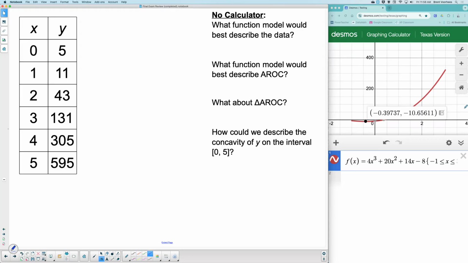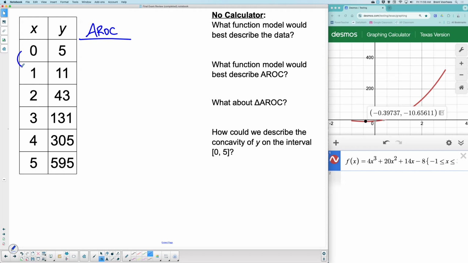Meaning, is it quadratic? Is it linear? Is it cubic? Is it rational? How could we determine what type of function model this is? Start with AROC. Very good. If you're ever doing a non-calculator problem and you're given a table, start with AROC.